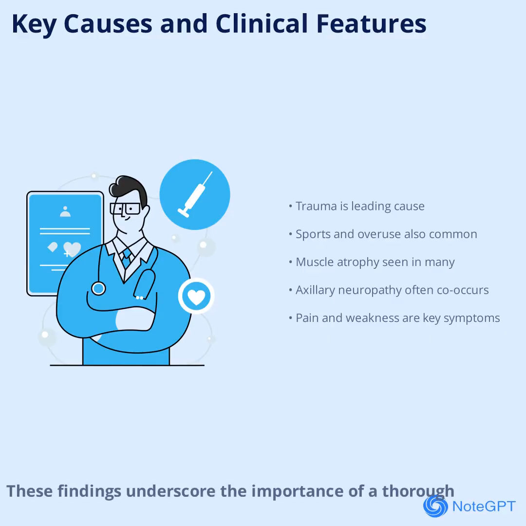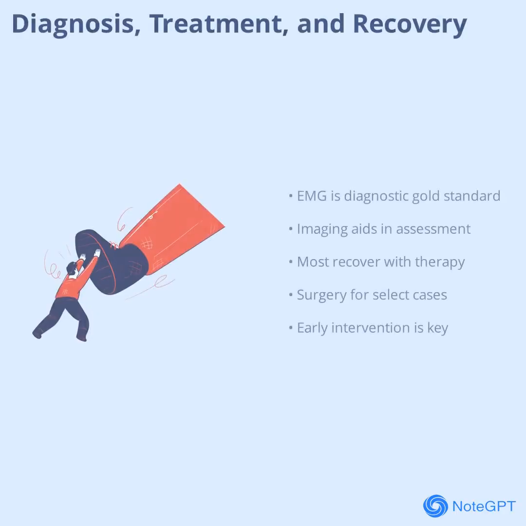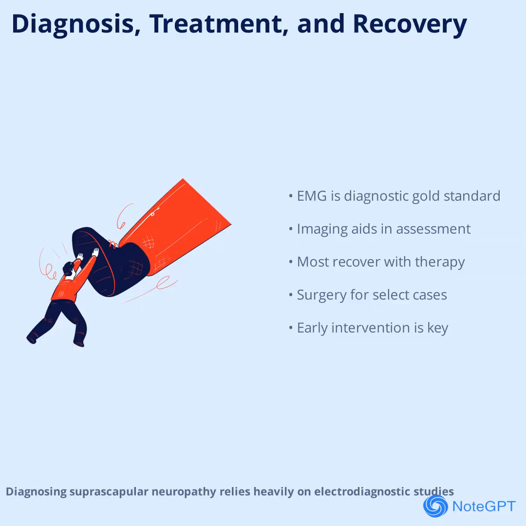These findings underscore the importance of a thorough clinical evaluation and tailored diagnostic approach for each patient. Diagnosing suprascapular neuropathy relies heavily on electrodiagnostic studies, with EMG and nerve conduction tests providing crucial information about nerve function and muscle involvement. In this study, nearly half of the patients had abnormal MRI findings, and a similar proportion had abnormal ultrasound results, supporting the use of imaging in the diagnostic process.